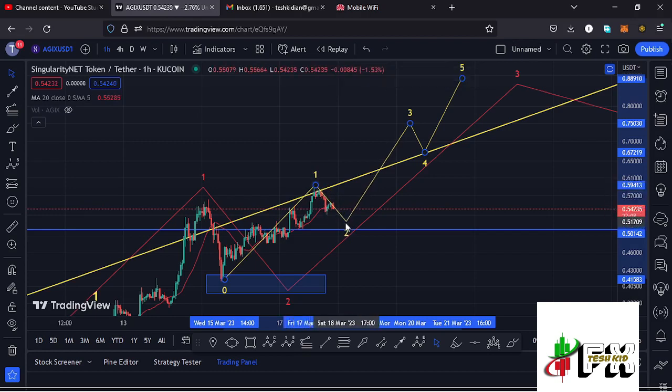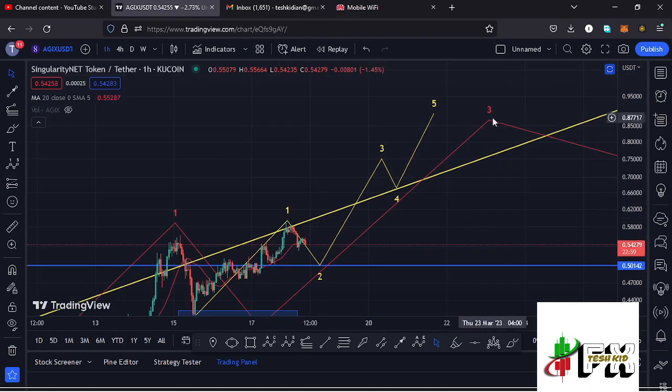And that's the reason why we are seeing a bit of a breakdown here on the charts, in what could be the formation of this wave 2, before we can continue gearing up in the formation of that wave 3, then expect a wave 4, then a wave 5 to fully maximize our target area at around the $0.85 mark. So that is what I'm expecting here on the AGIX chart.